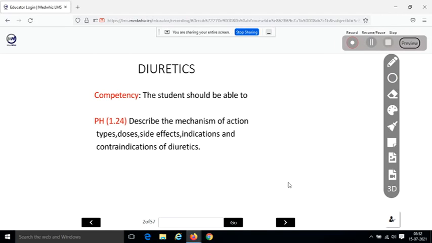Here the competency is that the student should be able to describe the mechanism of action, types, doses, side effects, indications and contraindications of diuretics, and it comes in pharmacology competency 1.24.